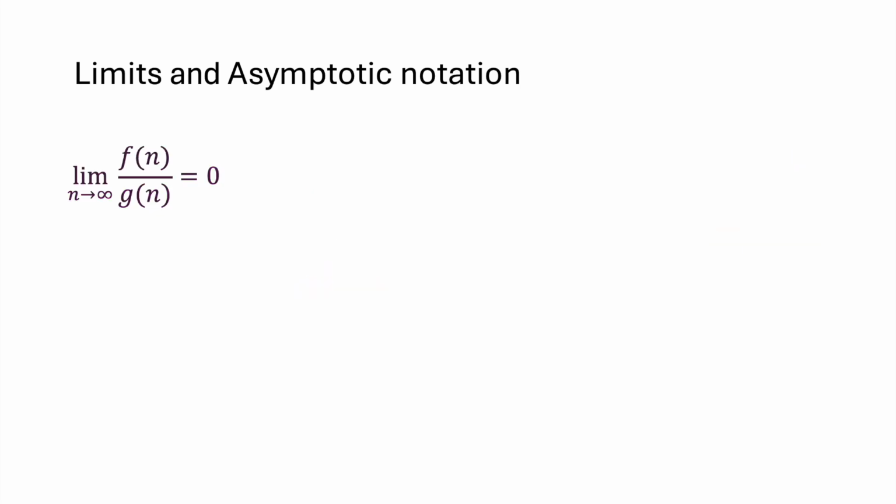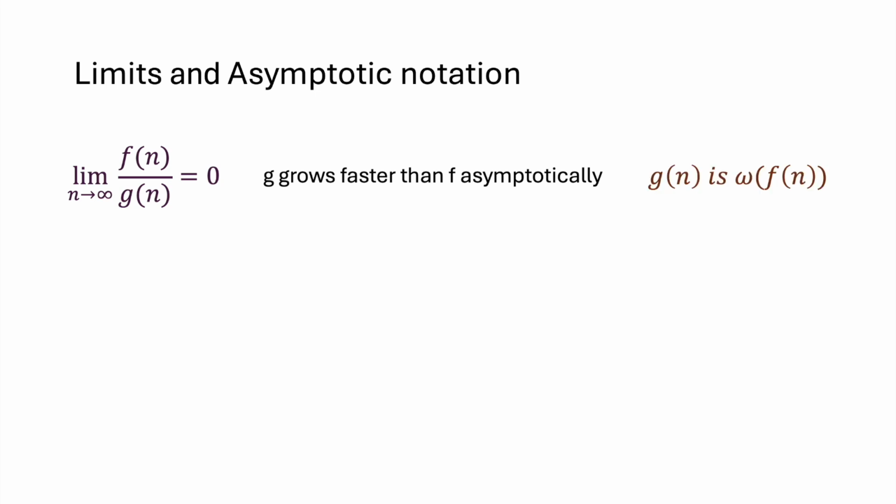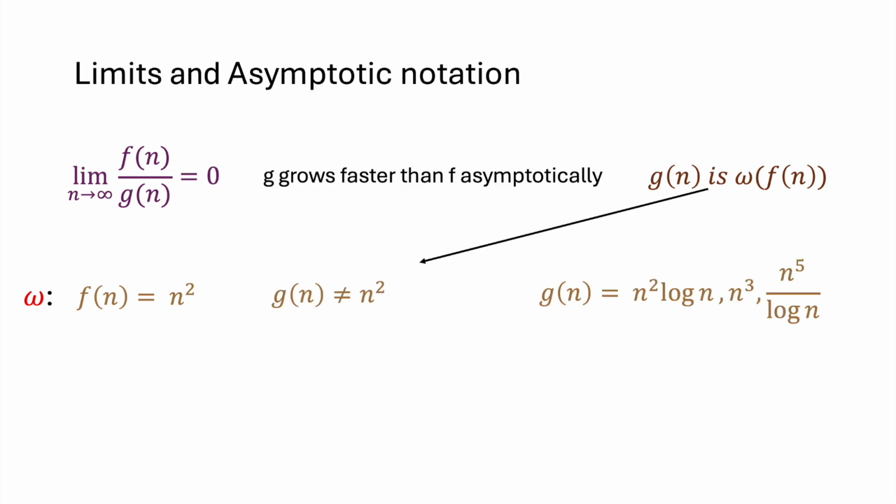For the last case, when the limit of f of n over g of n is 0, we have g grows faster than f asymptotically, which yields us g of n equals small omega of f of n. Analogous to small o, small omega means g strictly grows faster than f. If f is n to the power of 2, g cannot be n to the power of 2. G of n can only be, for example, n to the power of 2 times log n to the power of 3, or n to the power of 5 over log n. Do note that the possible functions of g are ordered in increasing order.